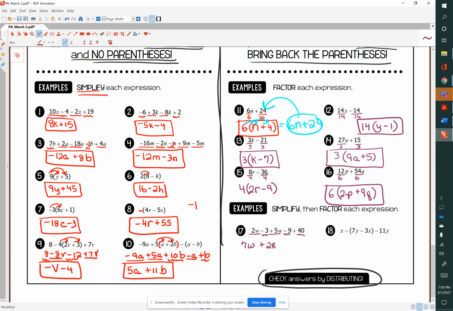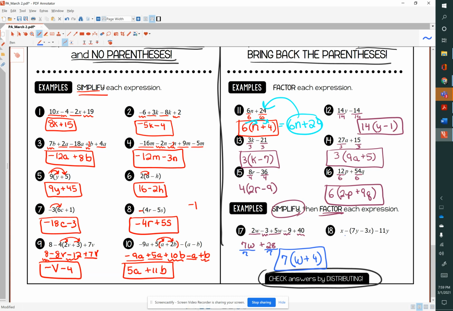So now we're going to factor. So we already simplified, now we're going to factor. And what is the greatest common factor of 7 and 28? It would be 7. So we'll divide each expression by 7. So 7 is on the outside. 7w divided by 7 is 1w, and that's an invisible 1. We simply write w, plus 28 divided by 7 is 4. So we simplified and we factored.